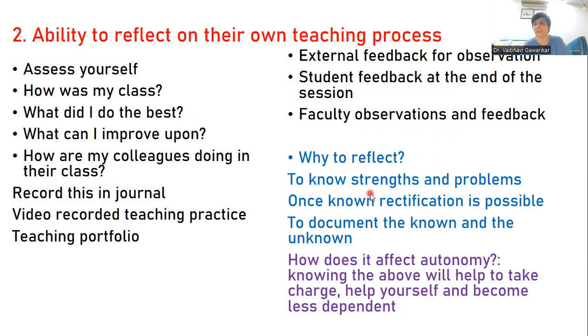I might be very good at certain things and I might have certain problems that I might not even know consciously, right? Because if I talk about myself, I always say 'um' when I speak, but I don't realize it unless I see my video recorded, or somebody comes and tells me, 'Vaibhavi, you use a lot of um when you speak.' So I need to consciously work upon it, right? So there might be certain problems when you teach. Once known, rectification is possible.